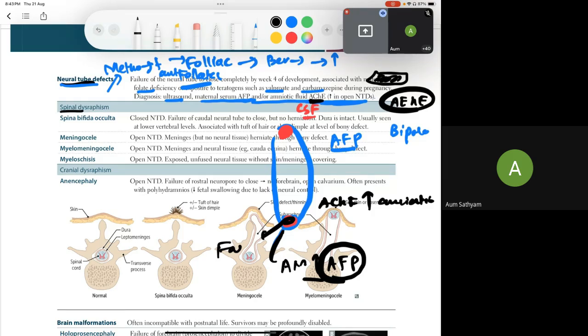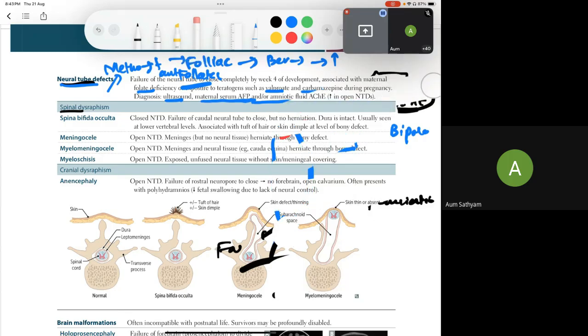And whenever we have failure of closure of anterior neuropore, it's going to lead to anencephaly. So let's discuss spina bifida and anencephaly in detail. These are really simple configurations. In the first slide, they have drawn it in a really interesting way.